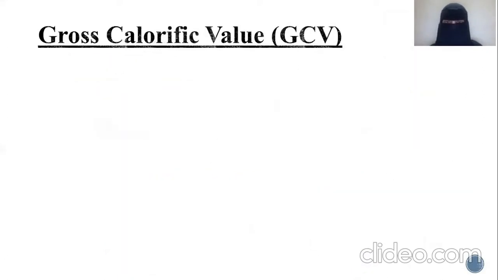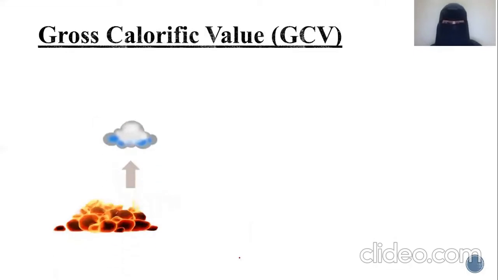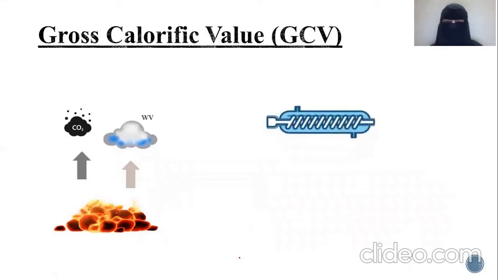Gross calorific value (GCV). It is also known as higher calorific value. It is defined as the heat liberated by the complete combustion of the fuel, and the products of combustion are allowed to cool, so latent heat of condensation is included.